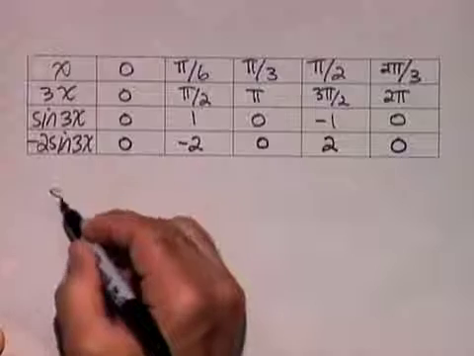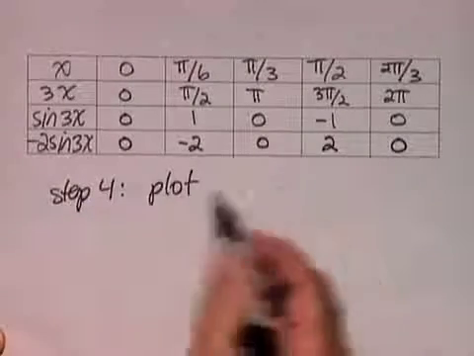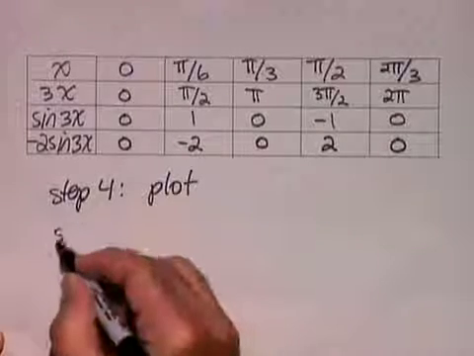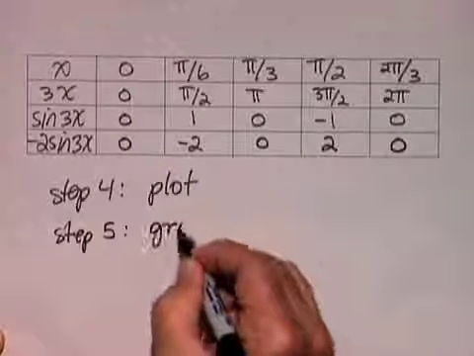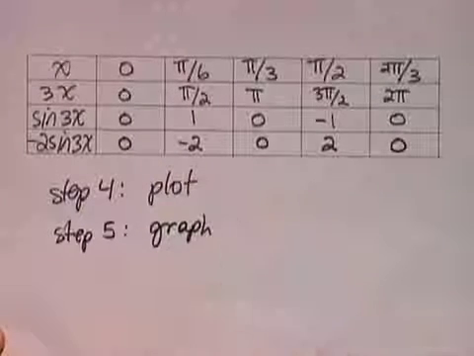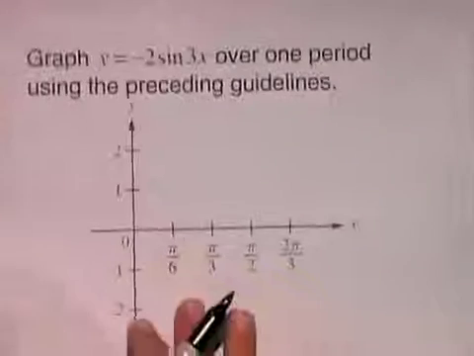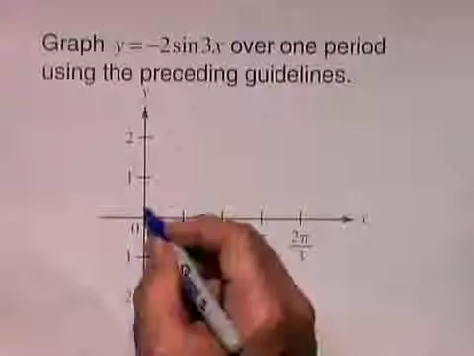Now step 4 is to plot each of those 5 points, which we'll do in a moment, because step 5 is then to actually draw the graph by joining those points that we just plotted. So let's bring in a graph and plot those points. So the points, remember, are 0, 0.